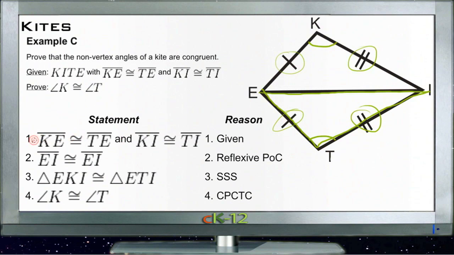Our first statement is the givens. KE is congruent to TE, so that's our two left-hand sides. And KI is congruent to TI, so that's our two right-hand sides. So that's our given. And then EI, the one down the middle, is congruent to itself. That's obviously anything is congruent to itself. And of course with that then, now we have side, side, side, as we mentioned just a second ago. And based on side, side, side, and congruent parts of congruent triangles are congruent, we know that angle K must be congruent to angle T. So that was a pretty straightforward proof, actually.